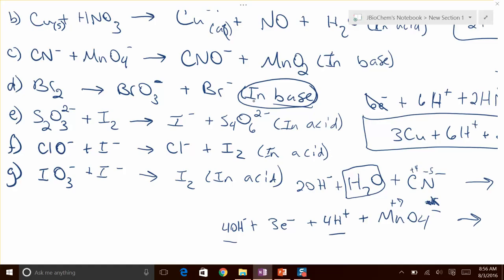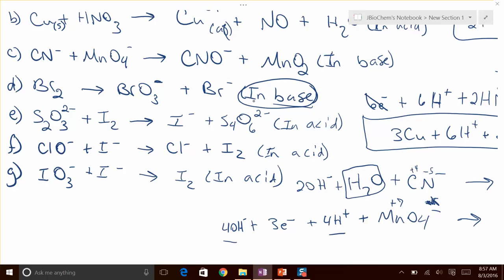Don't forget that this isn't a basic solution. So if it's in base, you add, since there are like three oxygens here, you add three OH, right? No. Okay, so three oxygens, so I need 3H2O. And then I need plus 6H+ over here because I added those waters. So to balance the oxygens, I add H2O. Okay, and then that's how I do that.